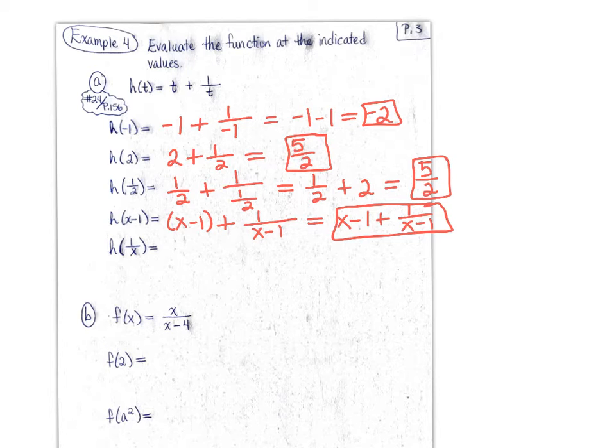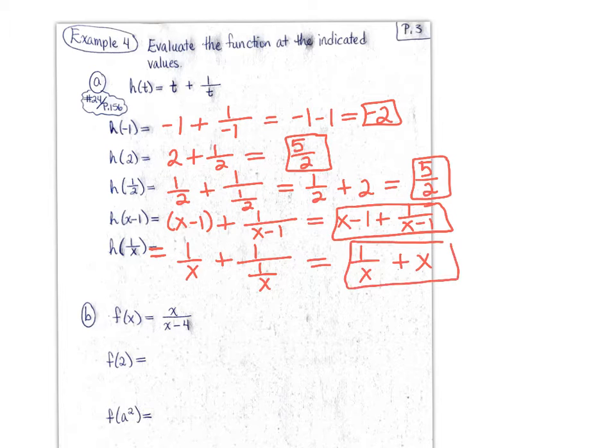Okay, let's do h of 1 over x. That's going to be equal to 1 over x plus 1 divided by 1 over x. What's 1 divided by 1 over x? X, good. So this is just 1 over x plus what? X, good. That's it.